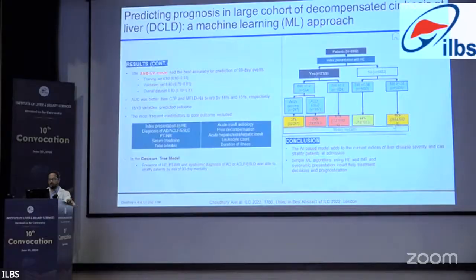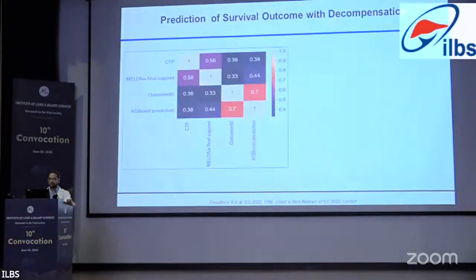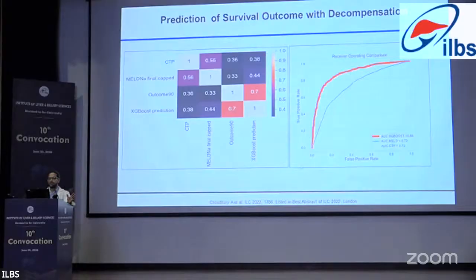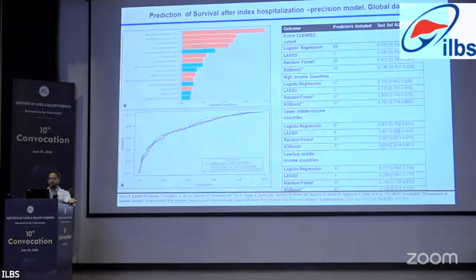So this is nearly complete, our manuscript we are going to submit. And interestingly, we can compare against the conventional parameters, CTP and MELD. We can see the CTP accuracy is 73, MELD is 72, whereas our accuracy is coming as 88%. So this is one good to be replicated.